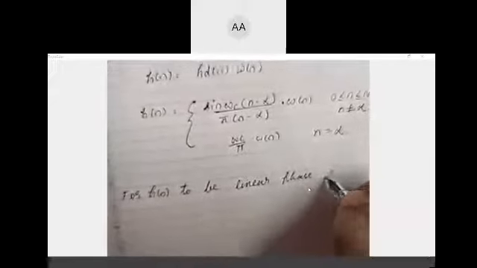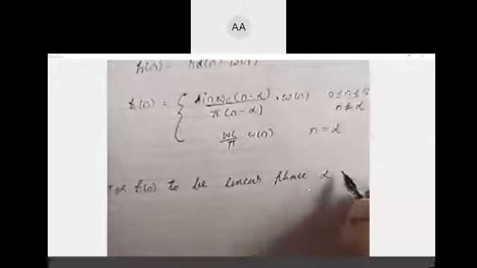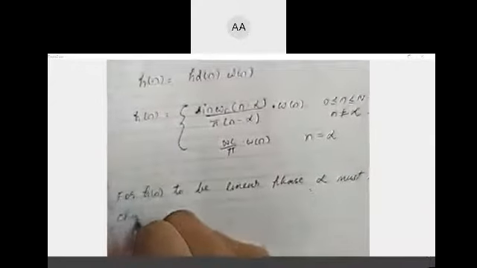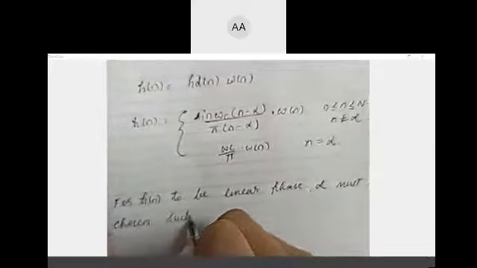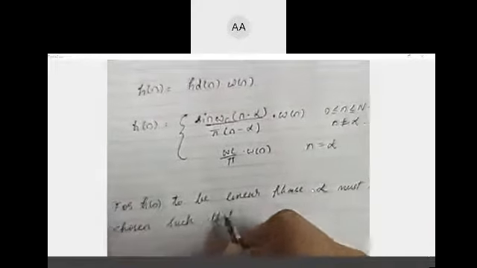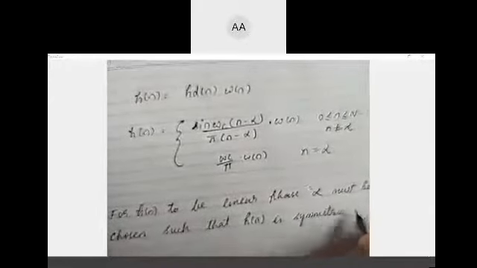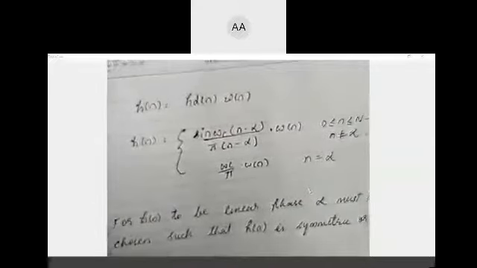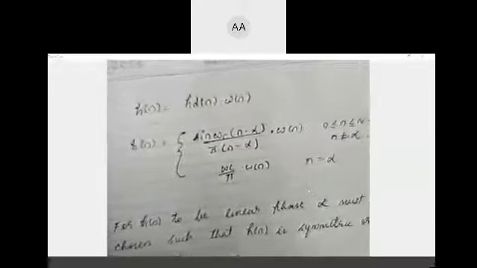The value of phase alpha must be chosen such that h of n is symmetric or antisymmetric. Okay. How about the midpoint?